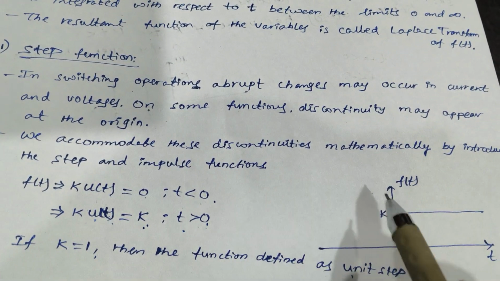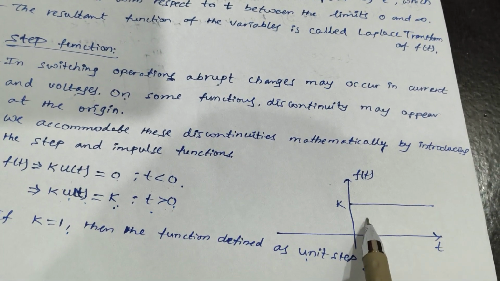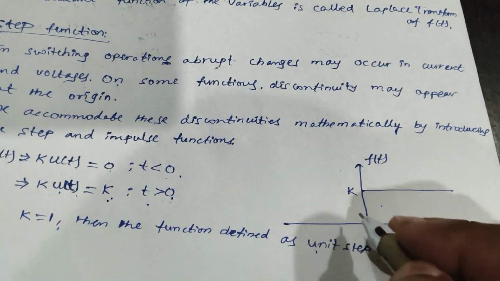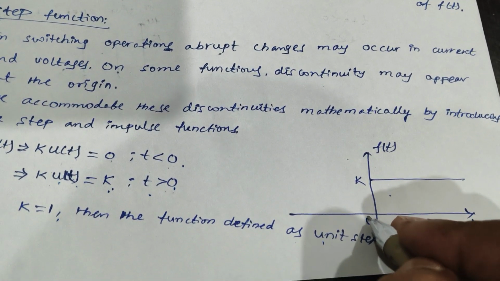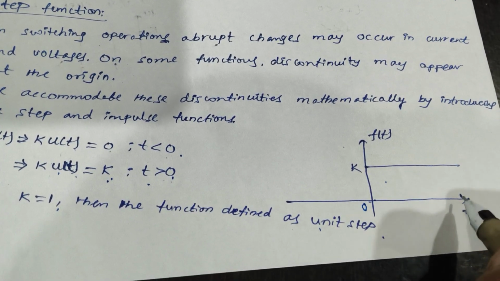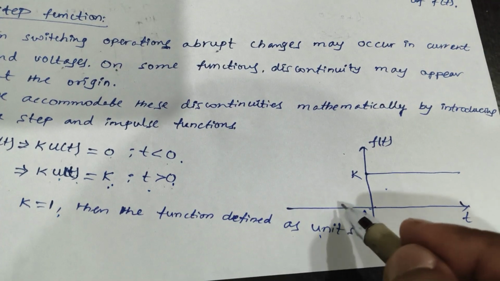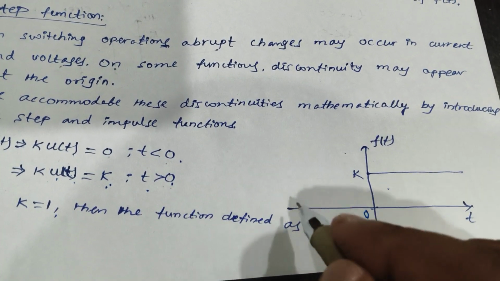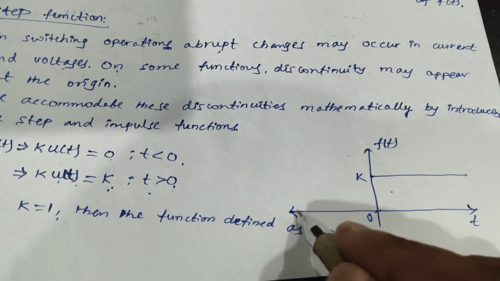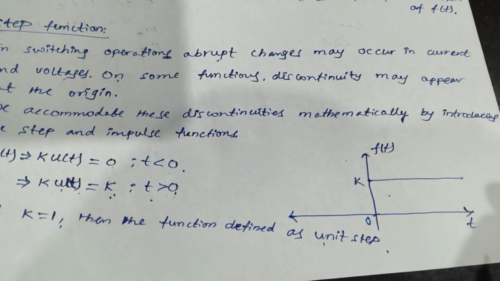That can be drawn pictorially like this: f of t exists with the constant magnitude k for t greater than 0, and it is equal to 0 for t less than 0. For t less than 0, the magnitude is equal to 0. That's the mathematical representation and the pictorial representation.